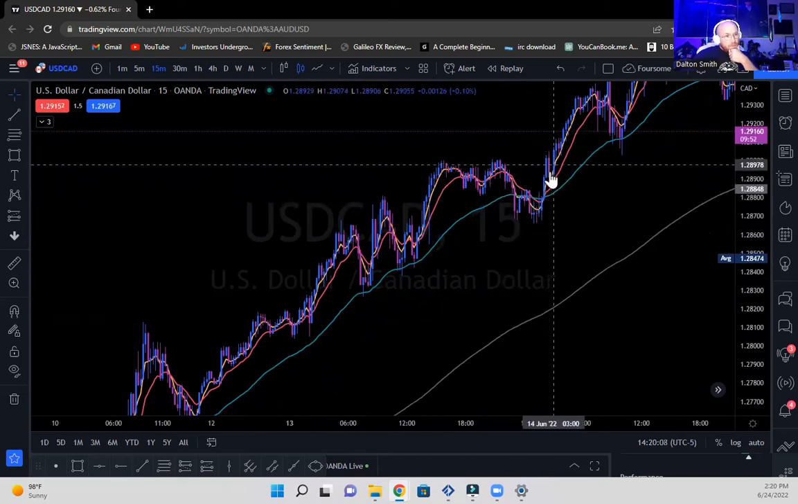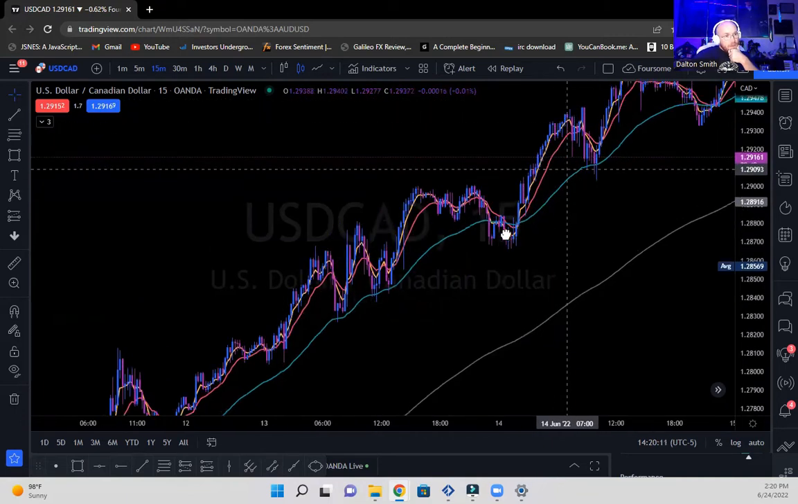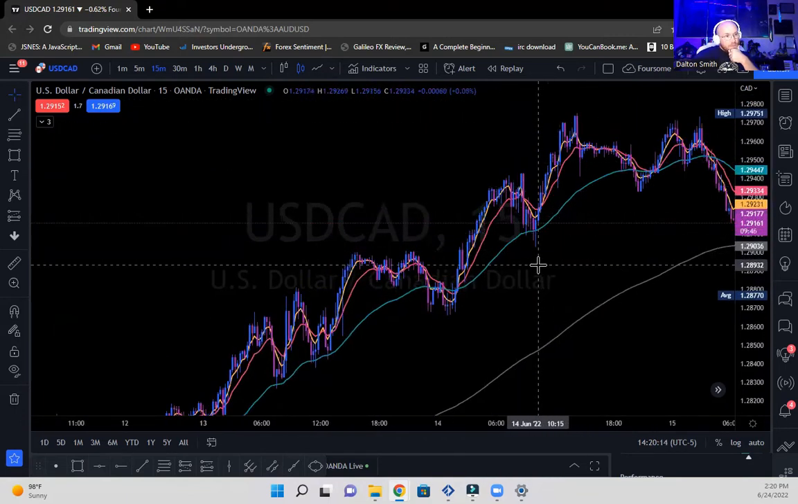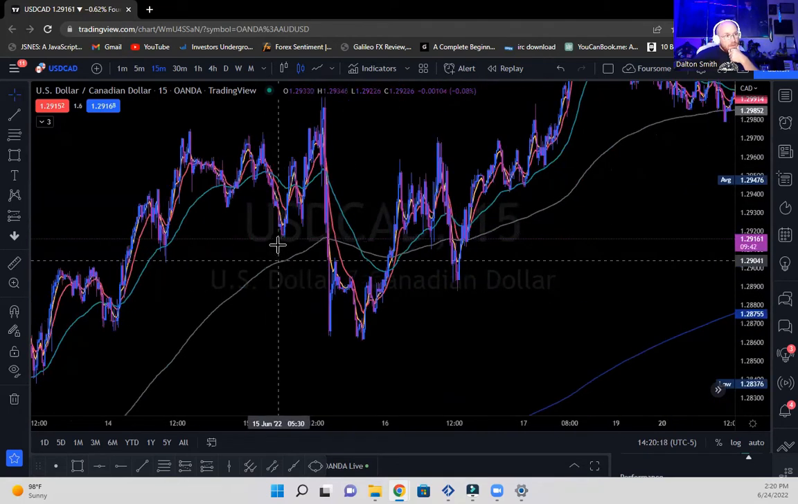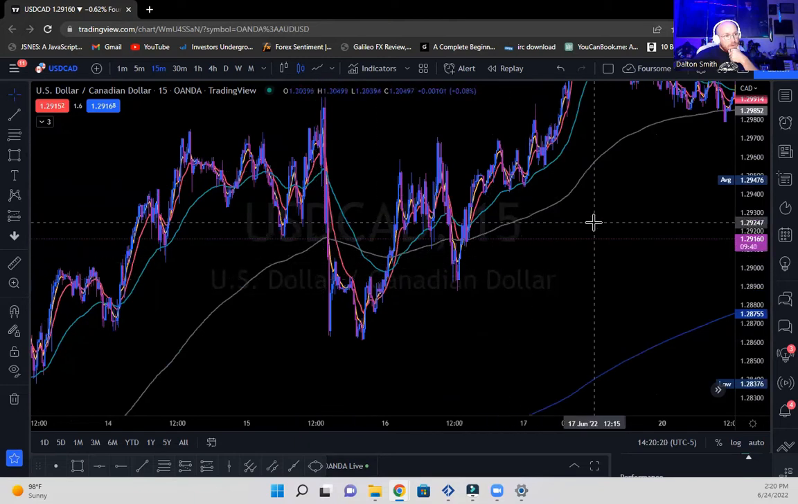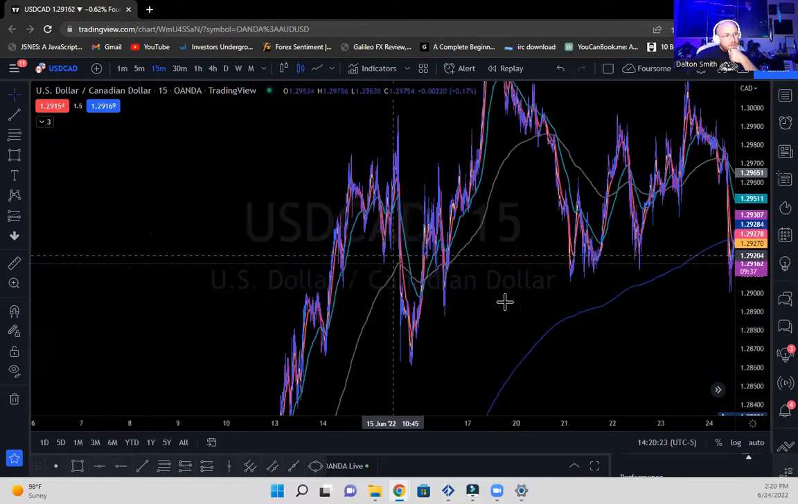So now we're back above the 50. Yellow crosses through the red. We're taking this trade again. And you trade like this all the way up, guys. You can trade back to the 800 if you want to. It's a little trickier in my opinion, but you can see how this works.